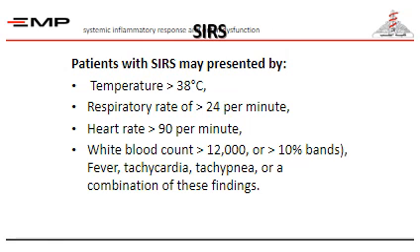A patient with severe acute pancreatitis can be diagnosed as having systemic inflammatory response syndrome, or SIRS, if temperature is more than 38, respiratory rate is more than 24 per minute, heart rate is more than 90 beats per minute, white blood cell count is more than 12,000 or more than 10% bands. SIRS, which arises in response to pro-inflammatory mediators, can present with fever, tachycardia, tachypnea, or a combination of these findings.